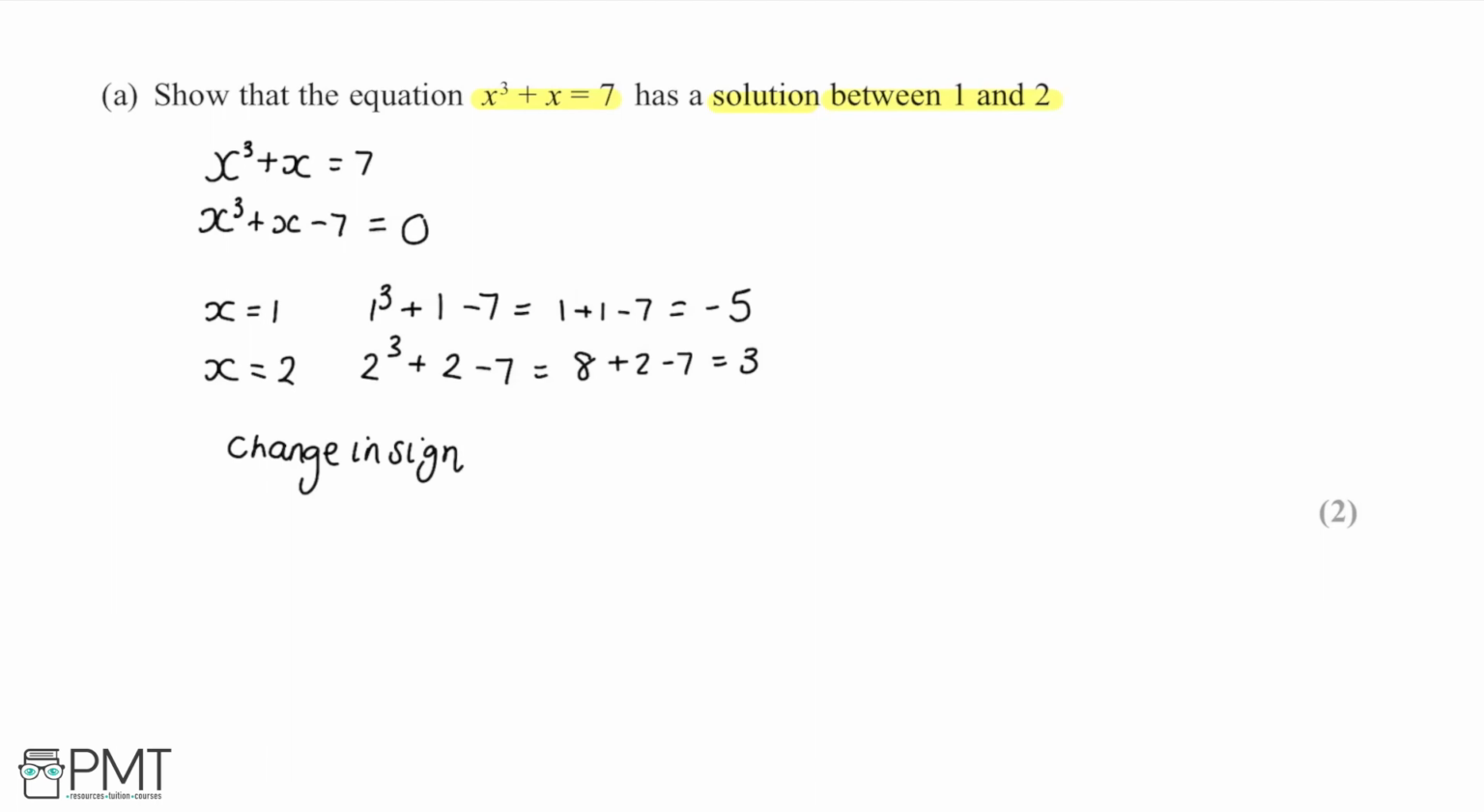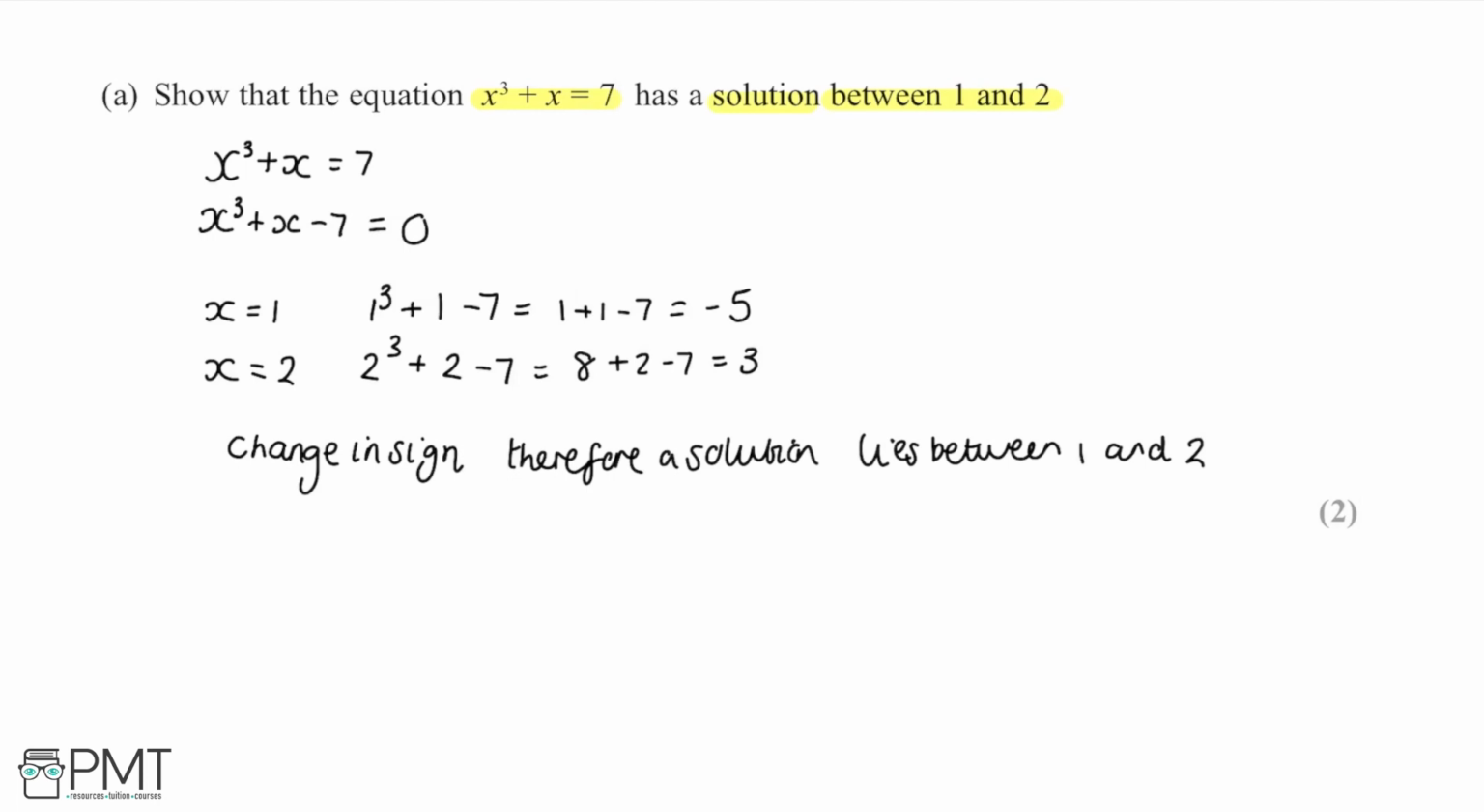So this is going to imply that therefore a solution lies between 1 and 2. And that's because we've set the expression equal to 0 and we've got out a negative and a positive value, so somewhere in between them we must have the value of 0.